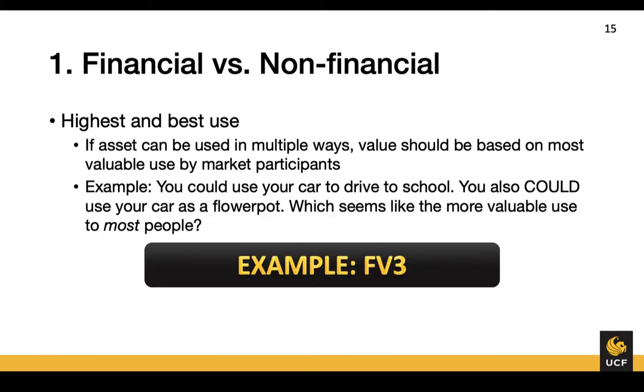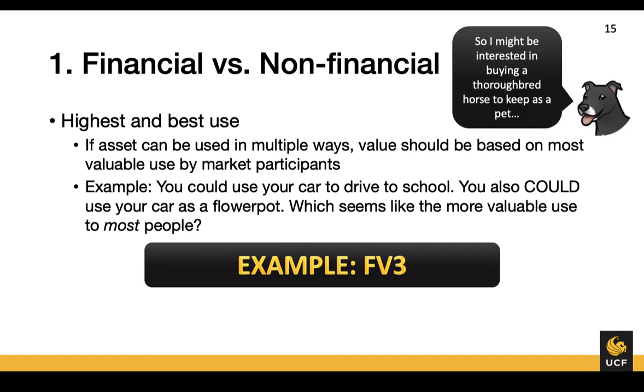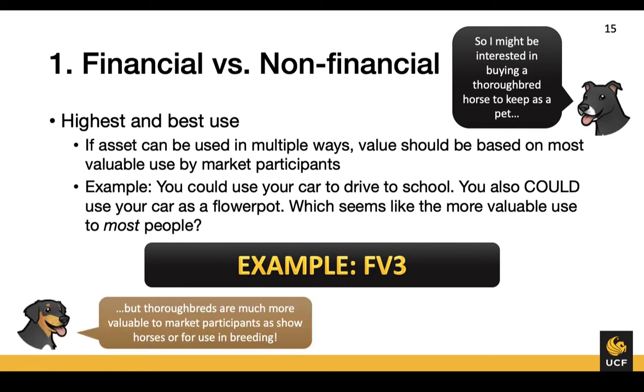When we have a non-financial asset, we first need to determine the highest and best use of that asset. For example, you could use a car as a mode of transportation, or you could use it as a flower pot. I think it's safe to assume, however, that most market participants would believe a car to be more valuable as a mode of transportation. Sure, lots of people have horses in their backyard as pets. Right, but that's unlikely to be the highest and best use of a horse to the market. Let's look at an example.